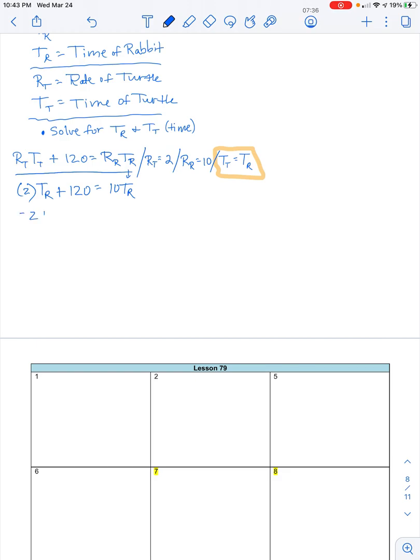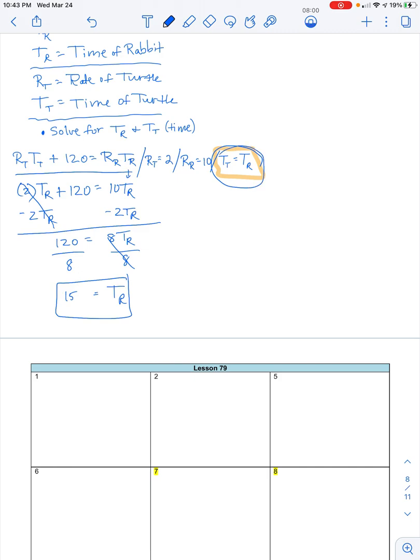So let's move our terms around using algebra so we can combine our like terms. So the time of the rabbit is 15. So if the time of the rabbit is 15 and the time of the rabbit is equal to the time of the turtle, well then the time of the turtle is also 15. Okay, see how that worked?